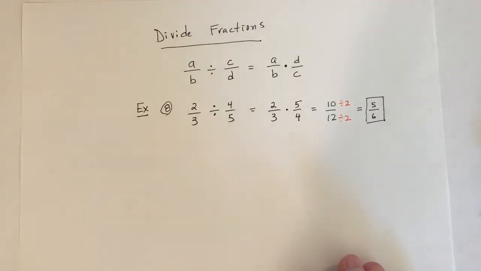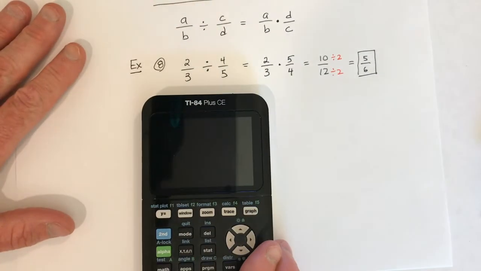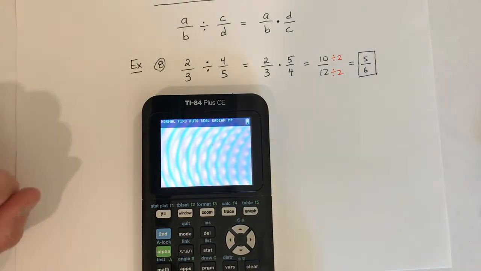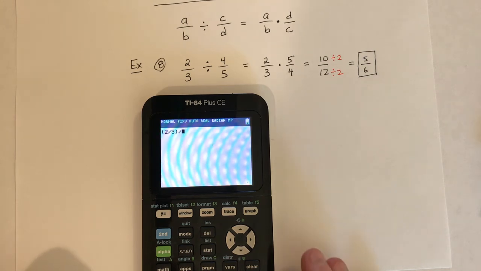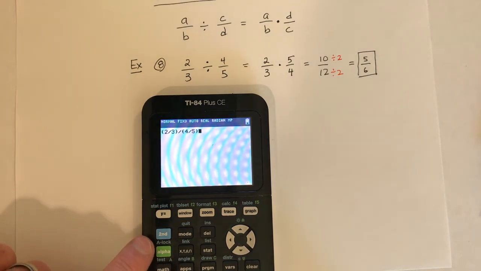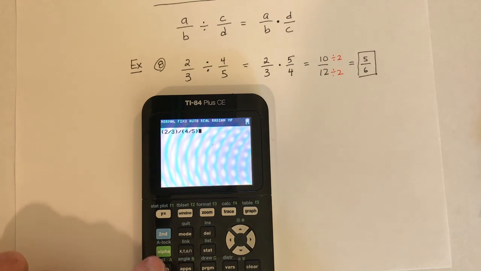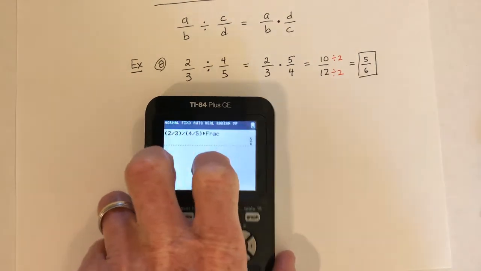Now I want to use the calculator and make sure that I got the right answer. So I'm going to put them in parentheses to make sure the calculator understands this is one fraction, 2/3, divided by, this is another fraction, 4/5. And then most all calculators have a way to change it to fractions. So I'm going to go to math, and the first one is change the answer to a fraction. And it says you should have gotten 5/6. Perfect.